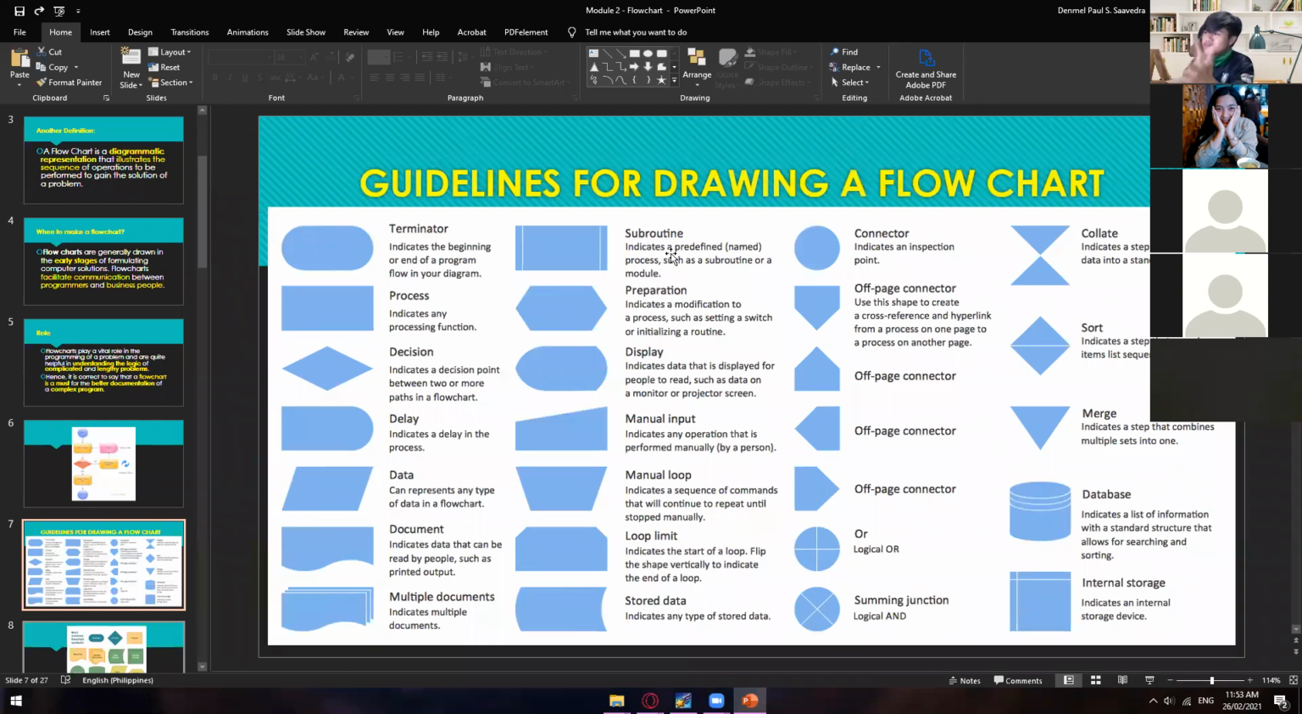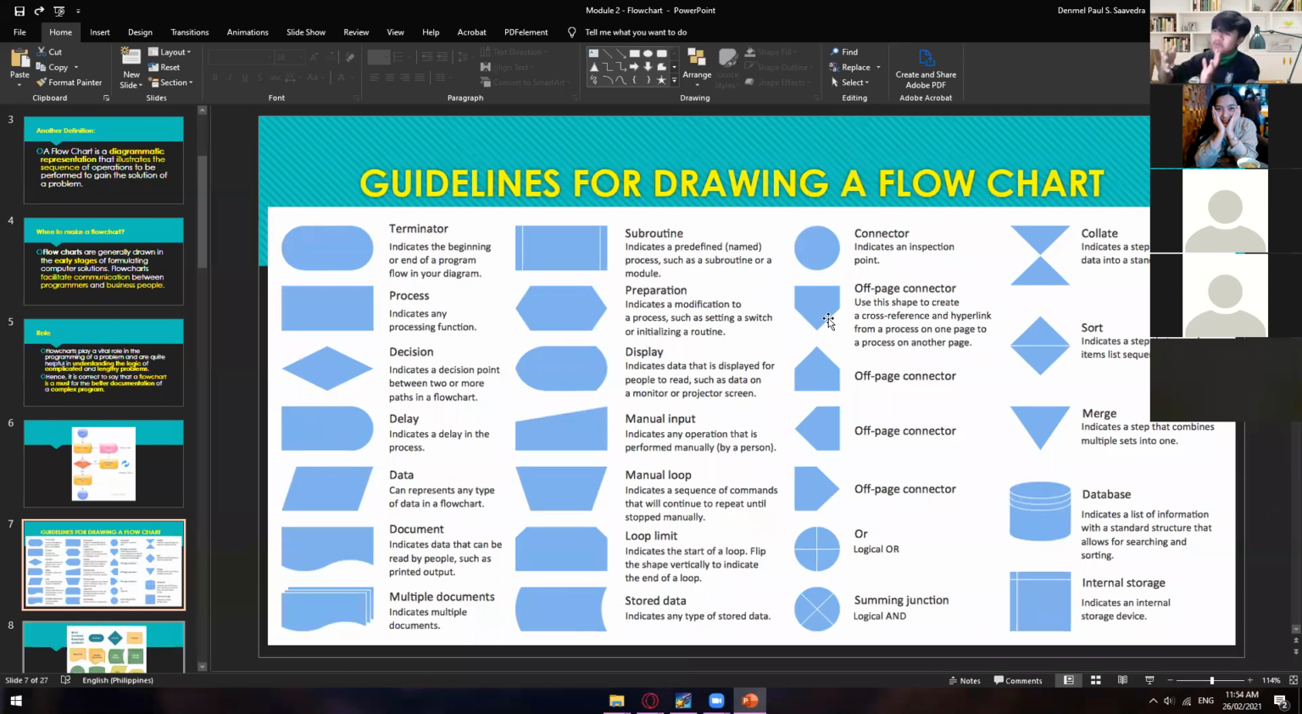And then we have here the subroutine, preparation, display, manual input, manual loop, loop limit, store data, etc. So we will not discuss all of those since most of them you will only use 4 shapes or 5 shapes. In some cases maybe you will be needing this one, like up page connector, meaning there is a continuation from this page to this page. So that's what I'm talking about a while ago.